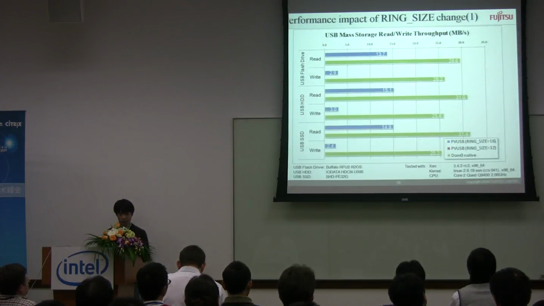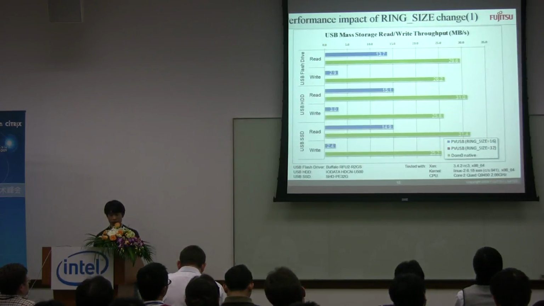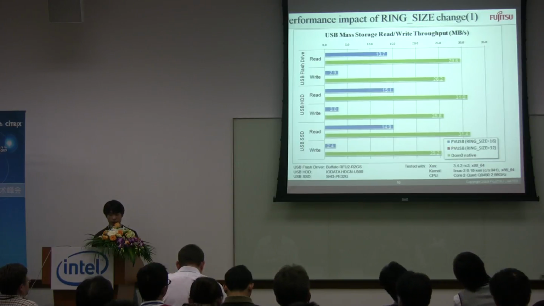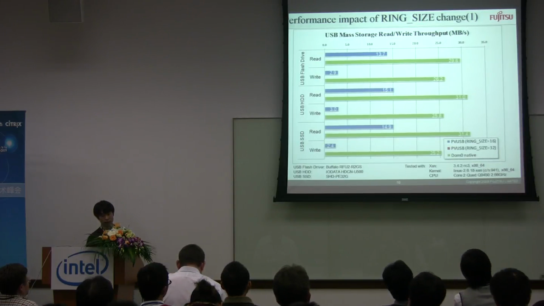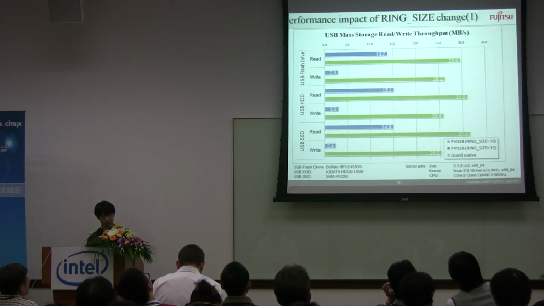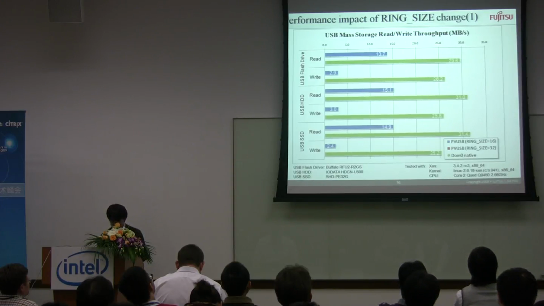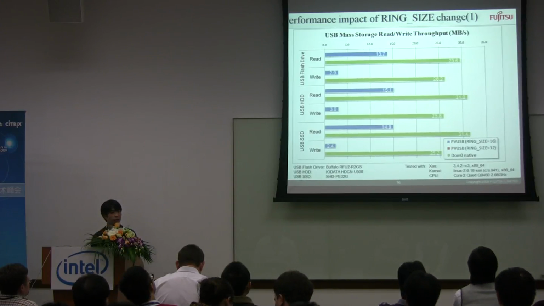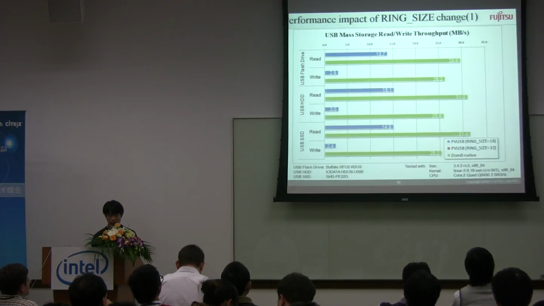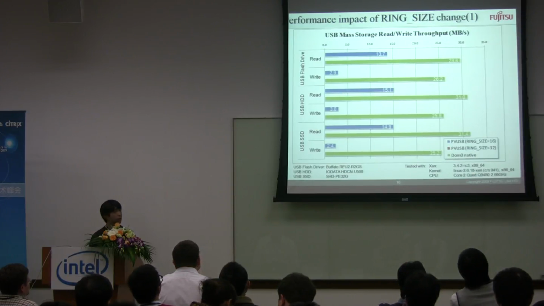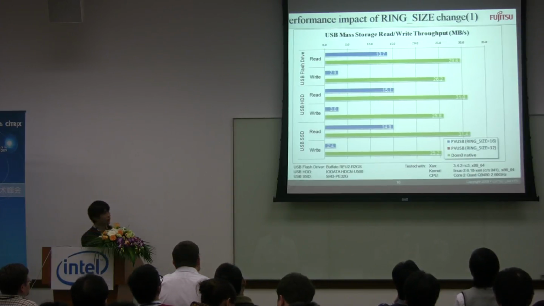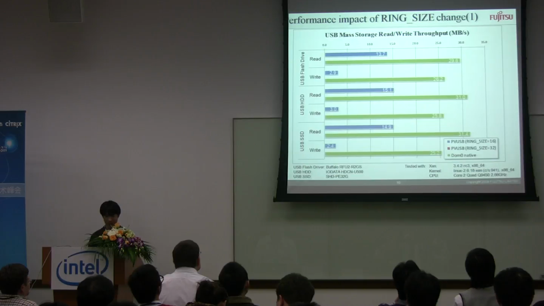Here's the benchmark result. This shows the reading and writing groups of the flash drive, hard disk drive, and solid state drive. The blue bar shows the PVUSB result with the ring size 16 condition. The green bar shows the native drive result. What a terrible performance. The performance is less than half of the native.